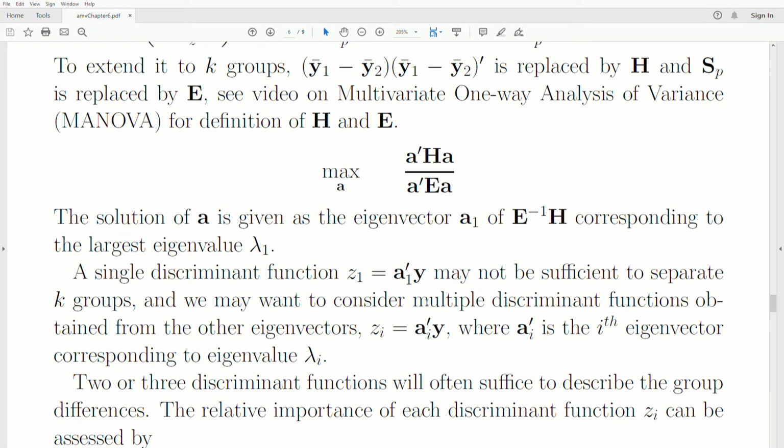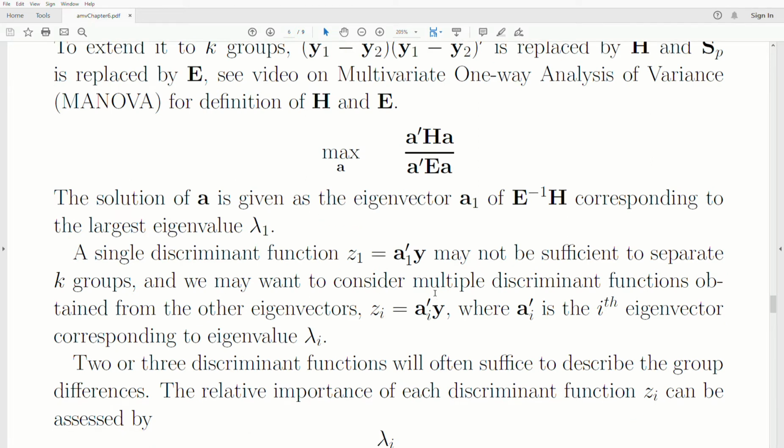So we may have to create another transformation, and we do that using the second largest eigenvalue and the eigenvector associated with it. Okay, and then we create another transformation. Let's call it zi, and it's ai transpose times y, where ai is the ith eigenvector. And then we can keep doing this as long as we have eigenvectors to make transformations with.